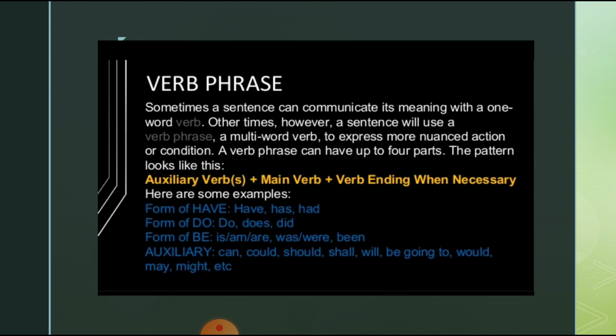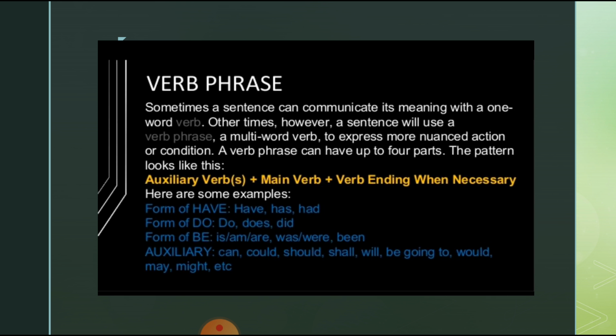Now, moving ahead is the verb phrase. See, in a sentence, sometimes it can communicate its meaning with one word, that is a verb. Other times, however, a sentence will use a verb phrase, a multi-word verb, to express more nuanced actions or conditions. A verb phrase can have up to 4 parts. The pattern looks like this. See, there are auxiliary verbs plus main verb plus verb ending when necessary.